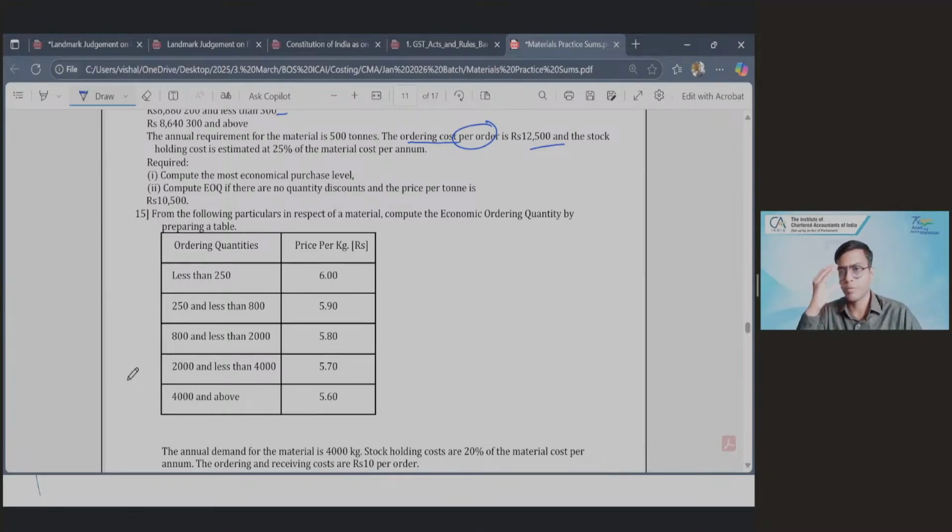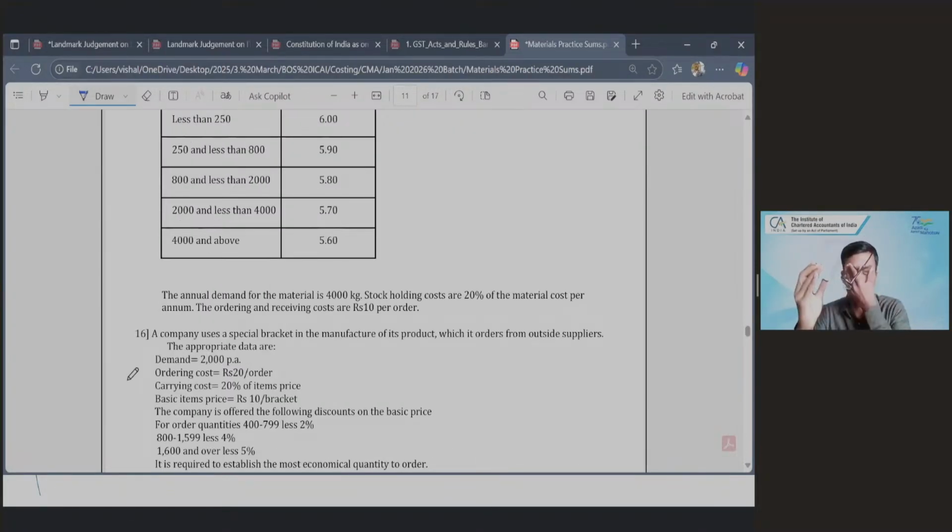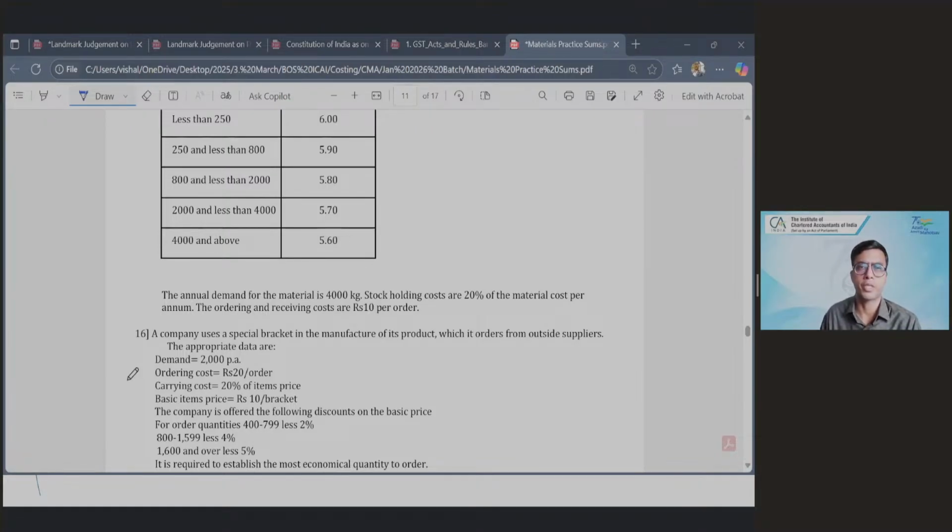So students, with this, we have completed a major part in material, the most important part for exams. Next class, the first half an hour we will take to complete the remaining part of material, that is stock levels and ABC, which are simple concepts. And we will start with labor.